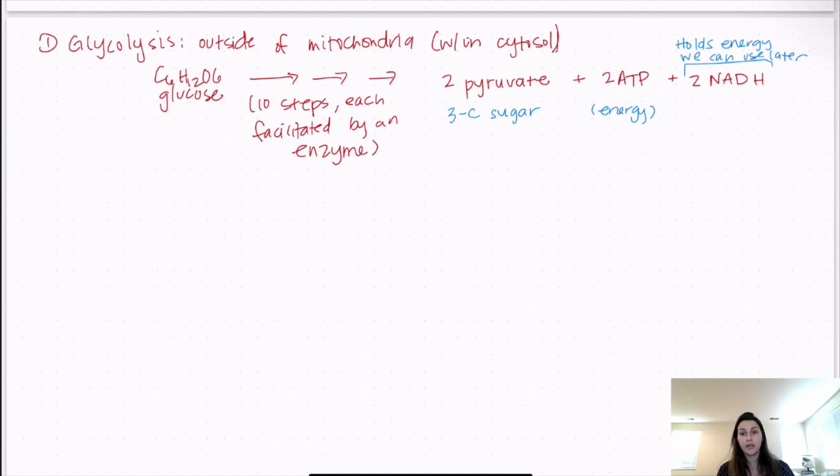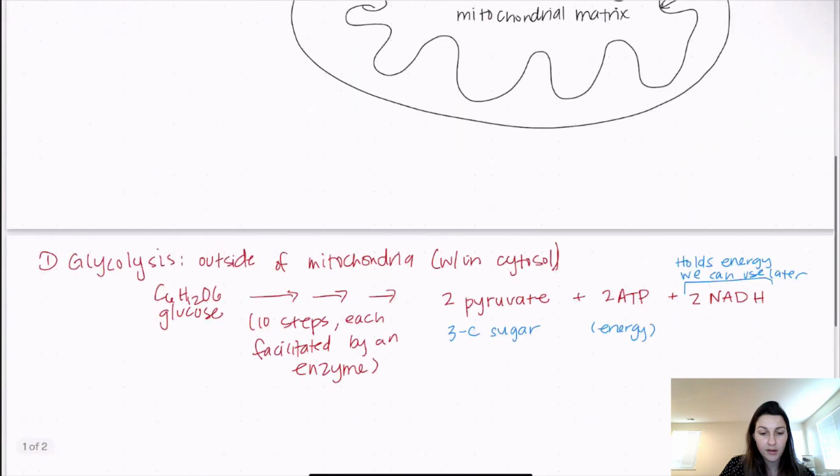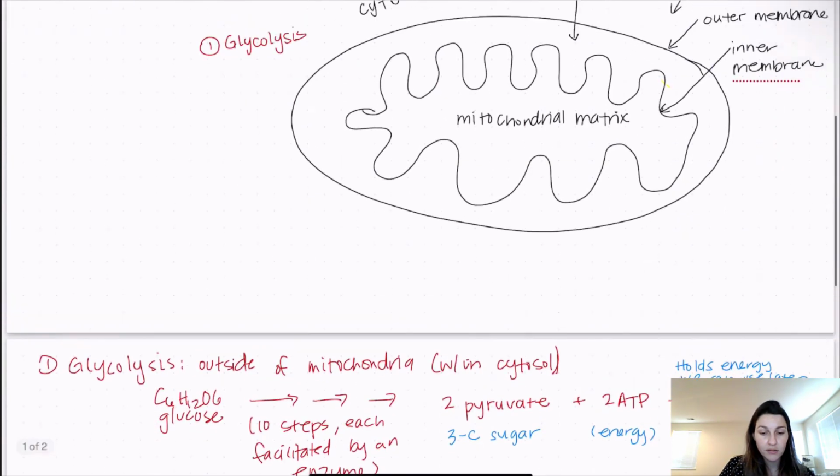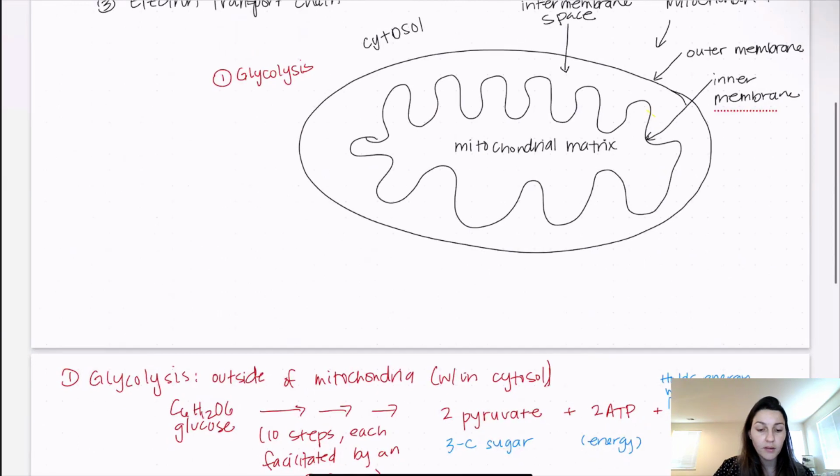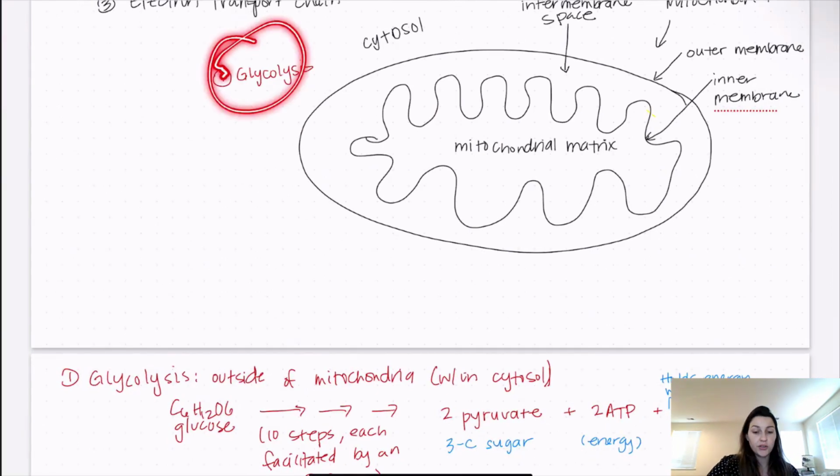And we will use it later, that held energy. Okay, so we take 6 carbons from our glucose and we split it in 2. Now we have 2 3-carbon sugars in the form of pyruvate. So we go from the cytosol, that's where we did our glycolysis, and we're actually going to jump into the mitochondrial matrix for the citric acid cycle.